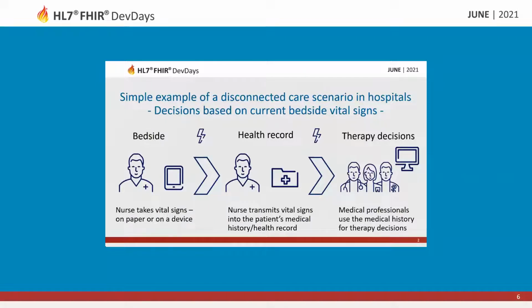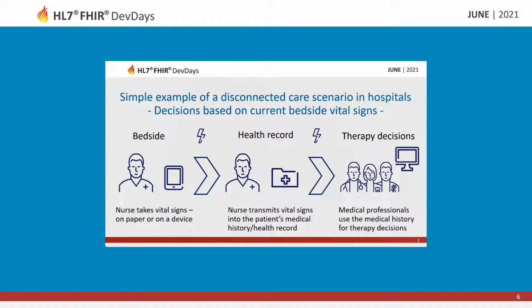Gematik is not primarily a software vendor, although we also build software, like the e-prescription solution for Germany we introduced last DevDays, which will be available basically end of this month. We primarily develop standards together with all major stakeholders in the German healthcare sector to enable vendors to build both safe and interoperable solutions. Let me explain how we're doing that, starting with this simple example, which is about using vital signs from the bedside in therapy decisions.